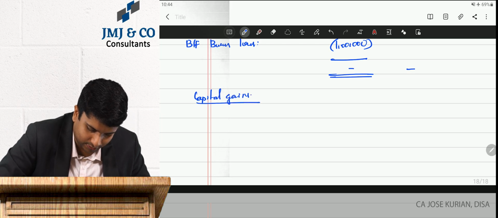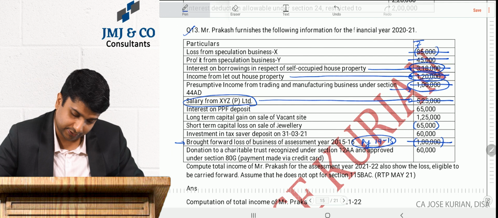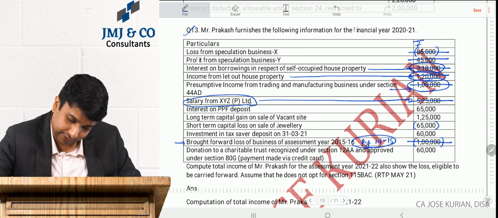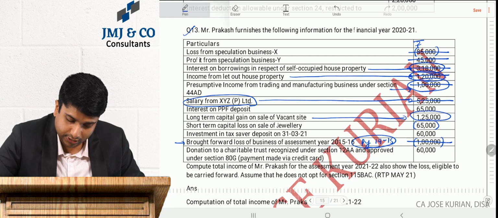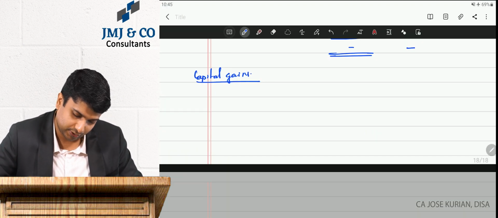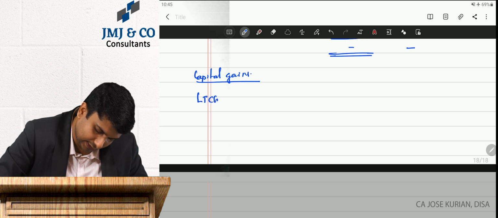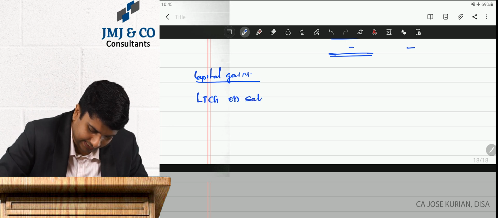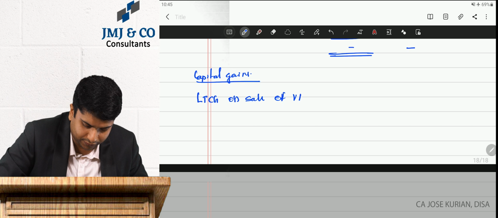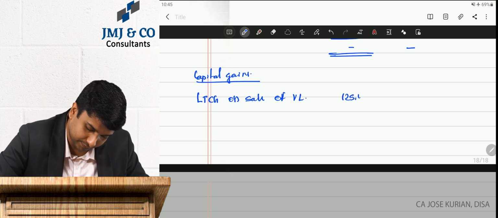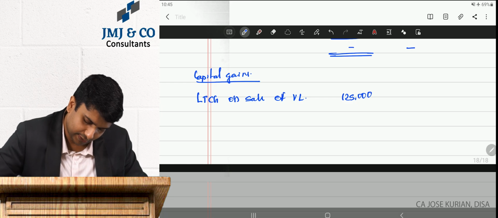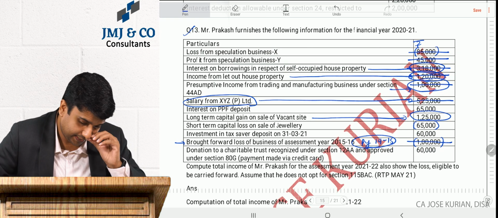Capital gains. So starting with the capital gains, friends, what is the first point given in capital gains? It is interest on PPF, then long-term capital gain on sale of vacant land. There is a long-term capital gain of 1,25,000. So we will take that long-term capital gain on sale of some vacant land, and the amount is 1,25,000. All right.